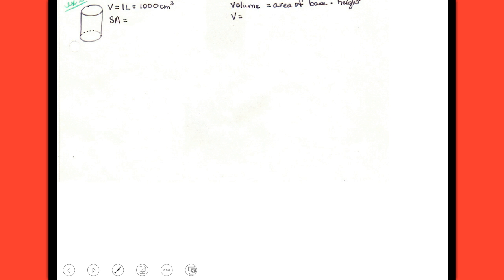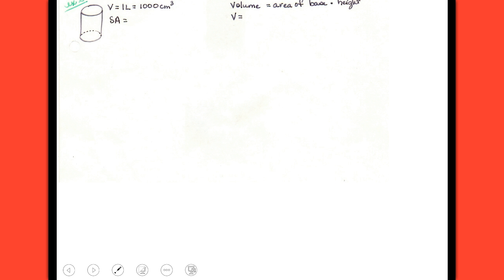Or they don't want to maximize the amount of oil that they can put in the can. They want to minimize how much it costs to produce the container that holds the oil. That's the surface area of that figure.